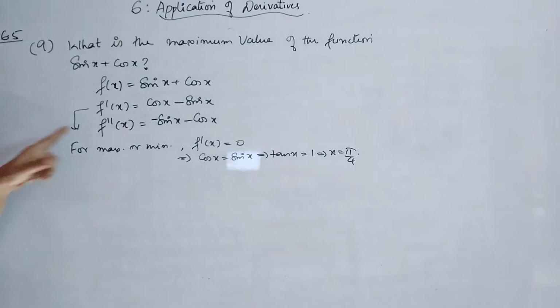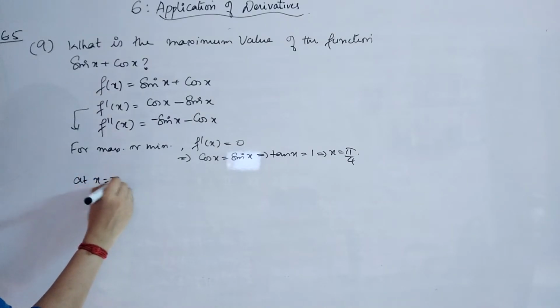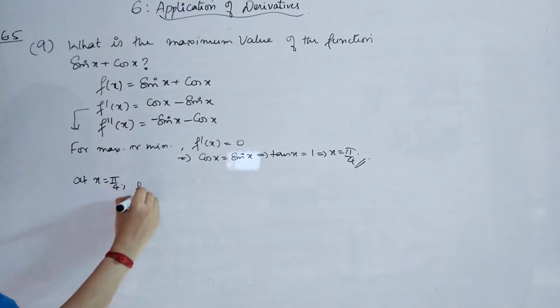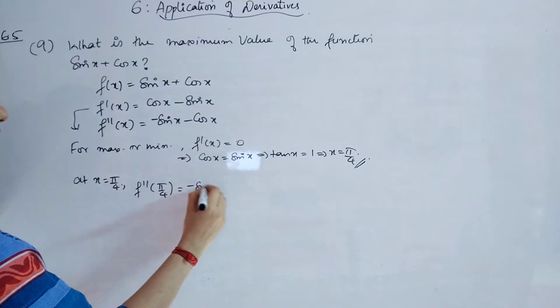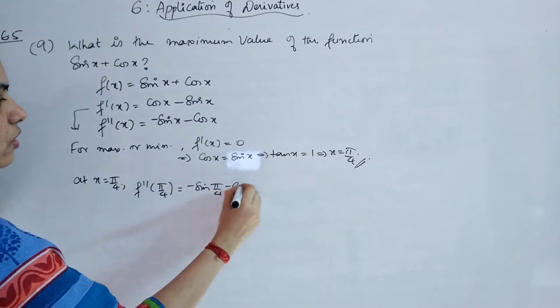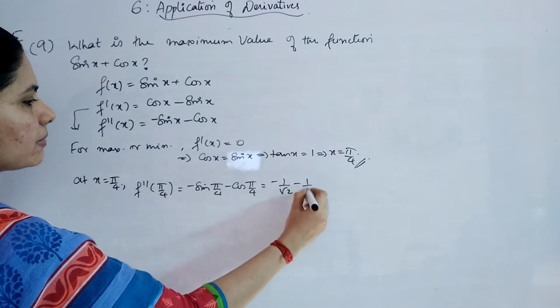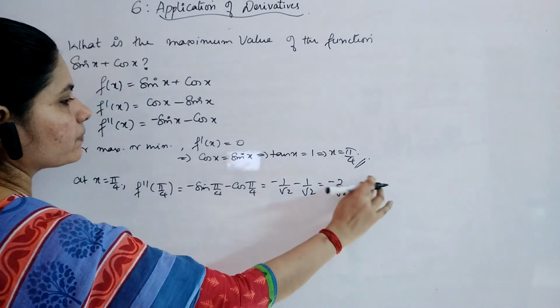Now at this point you have to check for the double dash, that is at x equal to pi by 4. So this is the critical point, x equal to pi by 4. What will happen to f double dash of pi by 4? It will give you minus sine pi by 4 minus cos pi by 4, which is minus 1 by root 2 minus 1 by root 2, minus 2 by root 2, or minus root 2.